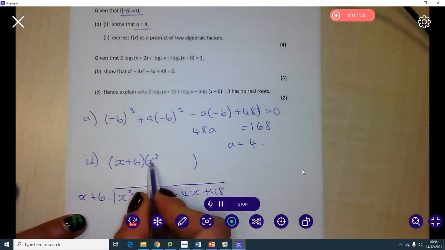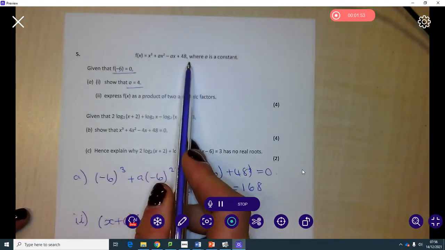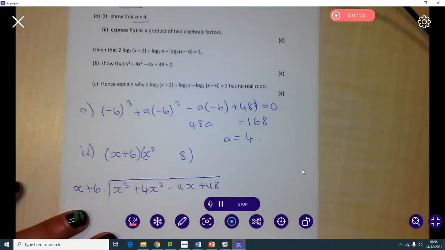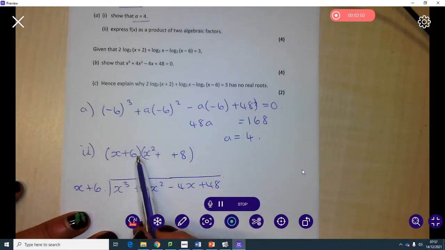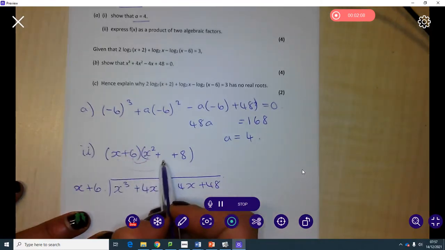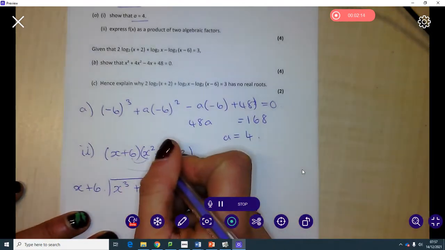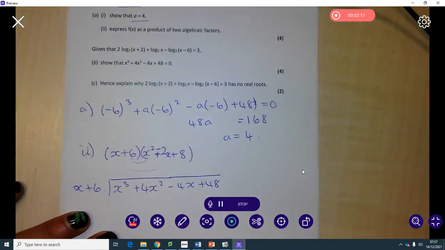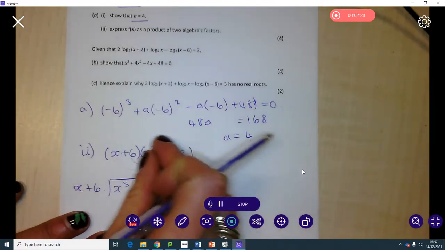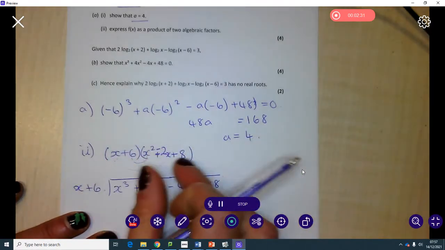So x multiplied by x squared will give me the x cubed. To get the 48 will be 6 times 8, and all I need now is the term in the middle. So to get my x squared terms, I'll have 6x squared here, add this x multiplied by this term, and altogether I need 4x squared, so that must be a -2. And there's my two algebraic factors. Note, if it said linear factors, this is not linear, it's quadratic, so if it wanted it as a product of linear factors, you'd need to factorise this one again, but as it happens, this one won't.